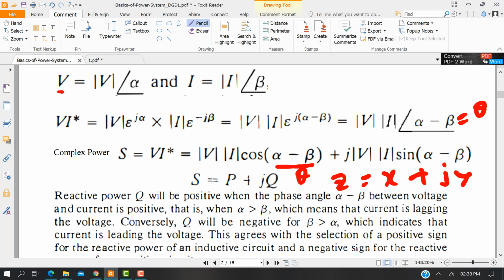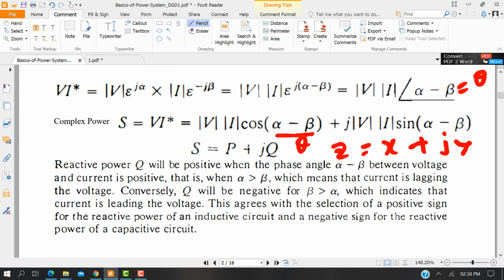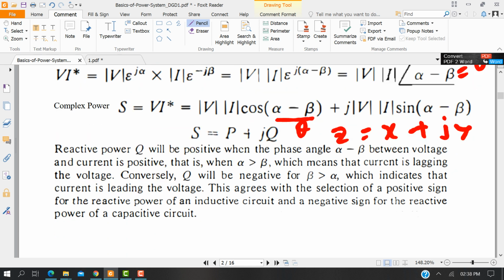Here you see that the term is similar to x plus jy, so it's a real independent term. Like P is the independent term, this is why it's called the real power, and the Q depends on the sine value, sin theta, the vertical component, because you see the sine always stays vertical, and the cos term is horizontal. So now we see that the reactive power is similar.